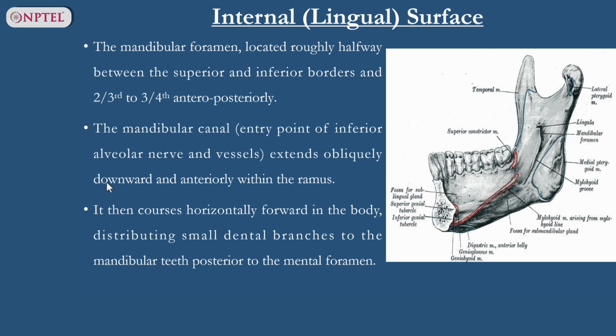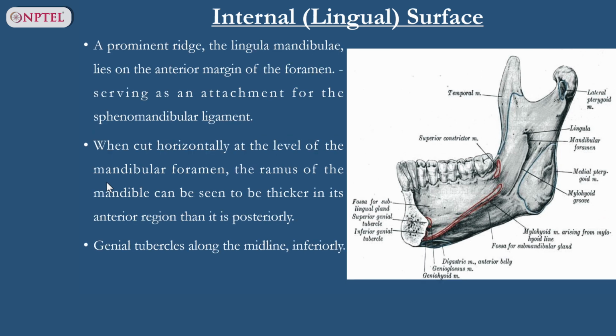The mandibular canal, that is the entry point of the inferior alveolar nerve and vessel, extends obliquely downward and anteriorly within the ramus, whereas within the body it courses horizontally forward, distributing small dental branches to the mandibular teeth posterior to the mental foramen. A prominent ridge that is known as the lingula lies on the anterior margin of the mandibular foramen, and it serves as an attachment for the sphenomandibular ligament.